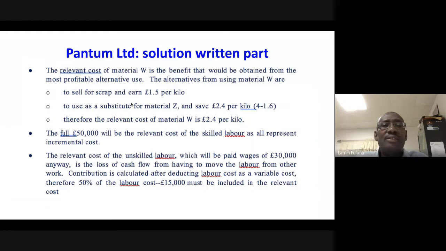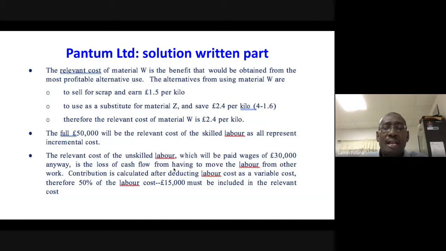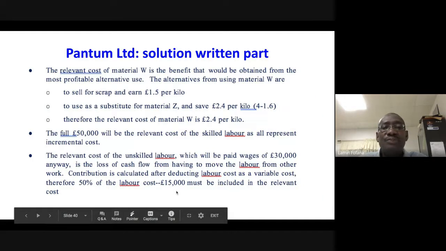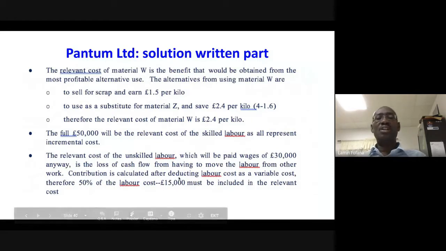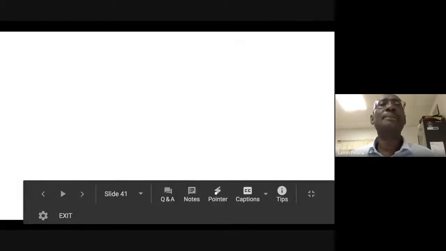Okay, so like I said, the first part for material W, we will need 3,000. So we use 2.4, which will be our relevant cost here. The 2.4 will be the opportunity cost, isn't it? And then the whole 50,000 we need to take. For that of unskilled, it is divided into two. We have labor time, idle time, will be 0. The use of other people's time, other departments' time, which is 50%, will be 15,000, and the lost contribution of 5,000.